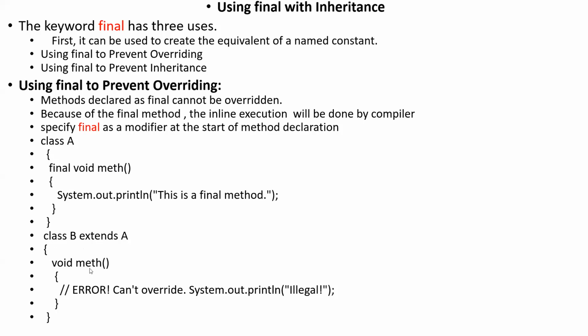In class B you cannot override the method, because it has already been finalized in the superclass.